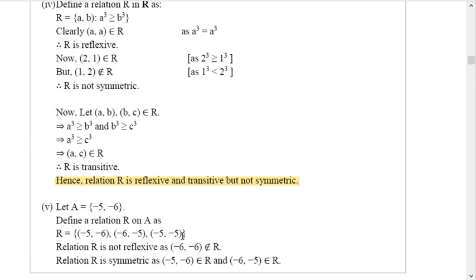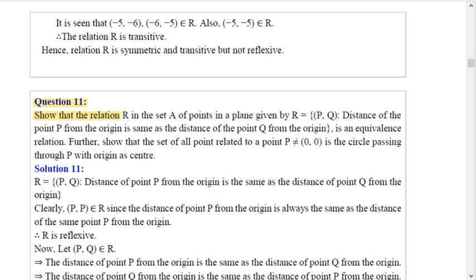To see, this relation is symmetric because (-5, 6) is there and (6, -5) also exists. For transitivity, (6, -5) and (-5, 6) give (6, 6)... and (-5, 5) also exists. So this is transitive and symmetric but not reflexive. Hence R is symmetric and transitive but not reflexive.